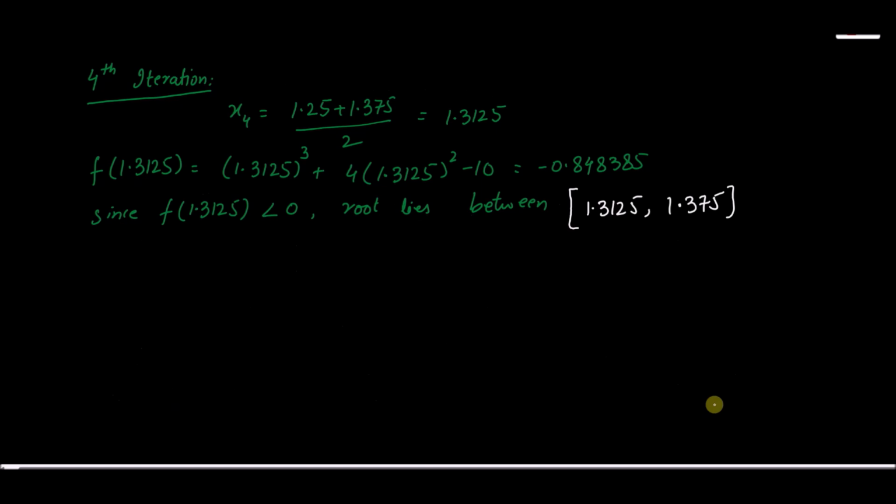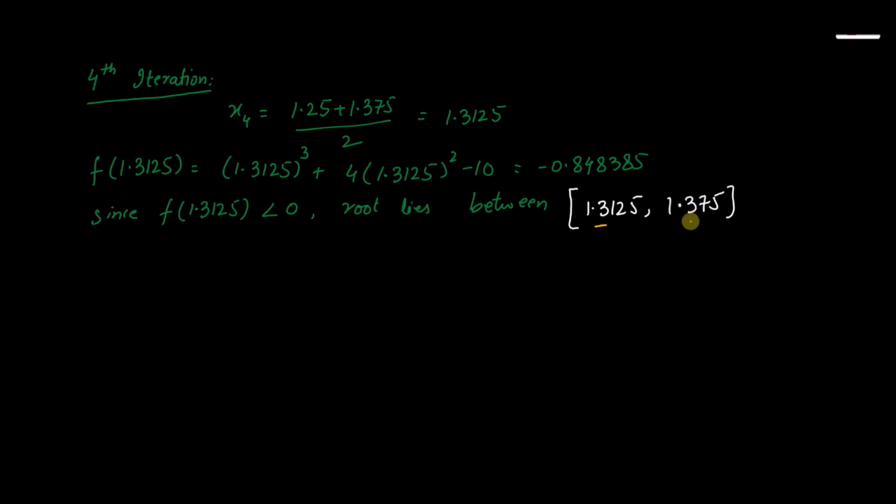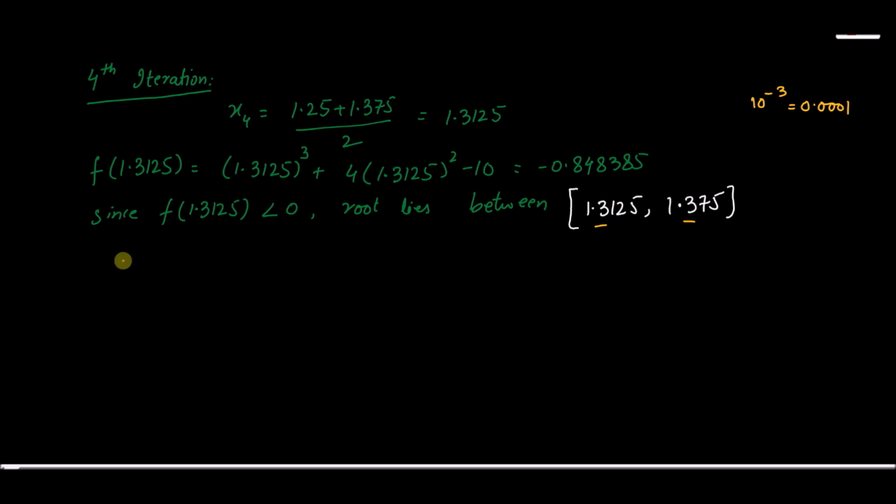Now, if you look at the results of the intervals, we have accuracy to 1 decimal place. But we need to achieve 10 raised to the power minus 3, which means that we need to achieve 0.0001. So we need to go for more iterations. So let's go for the fifth iteration.